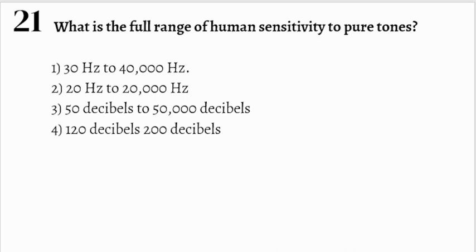Moving ahead to the next question, please do the next few questions quickly. They are just theoretical, no explanation is needed. So what is the full range of human sensitivity to pure tones? Okay, someone has raised their hand. If you have a query, please do ask.